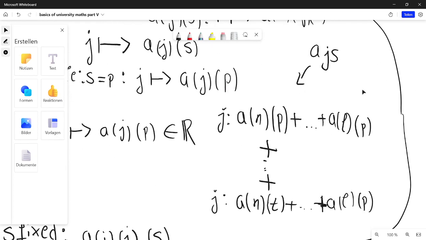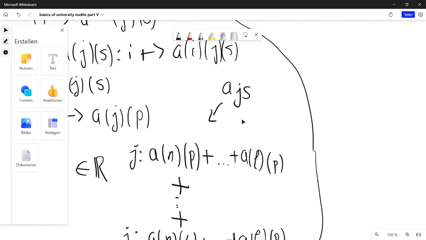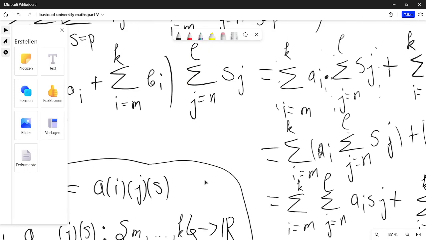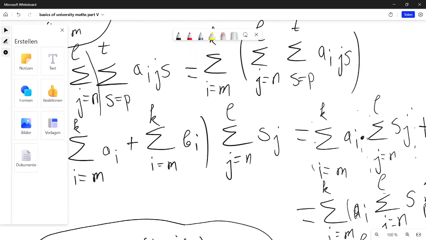Yeah. So don't worry if you don't understand this explanation. Just go on, deal with your sums, and you'll see how it works after time. Okay.